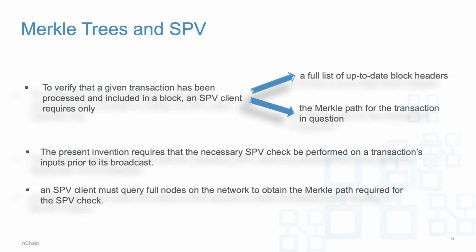So your SPV client only requires headers, 80 bytes each, anywhere in the world, whether it's China, whether it's Iran, I don't really care, 80 bytes every 10 minutes. Not a lot. Even people on 1.44K modems or 14.4K modems can get that very quickly.